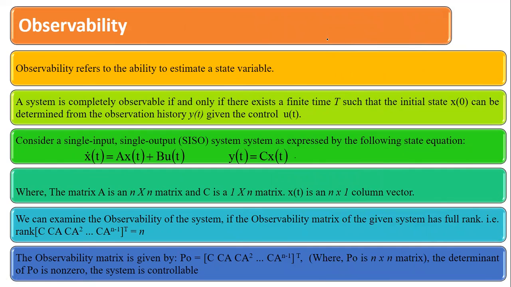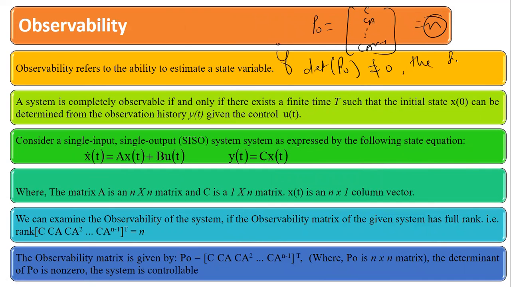So the observability matrix is C, CA, ..., CA to the n minus 1. Its rank should be n. So we can say the determinant of P naught should not be equal to 0. If so, the system is observable, else not observable. Basically, if our systems are neither observable nor controllable, it is very difficult, almost impossible, to design a controller for such a system.